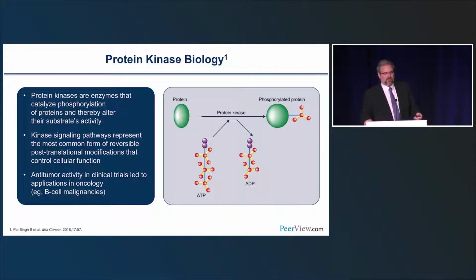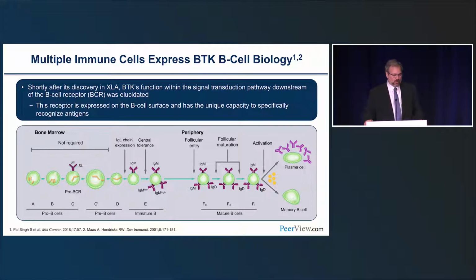So if we look at the specific kinase, Bruton's tyrosine kinase, we're going to look at it in a couple different ways. First, relative to B-cell biology. So this was discovered more than 70 years ago in the setting of X-linked agammaglobulinemia by Ogden Bruton, a pediatrician, actually working at Walter Reed. And what was found was patients who had a mutation of this kinase had very low B-cell counts and had no antibody production. And over many years, the biology of Bruton's tyrosine kinase relative to B-cell development was slowly understood.